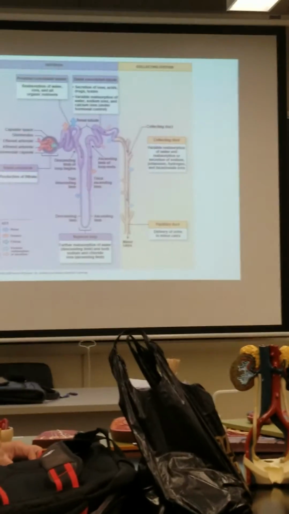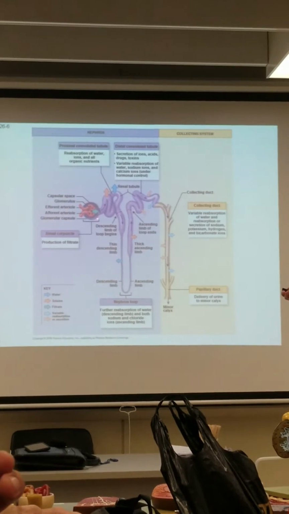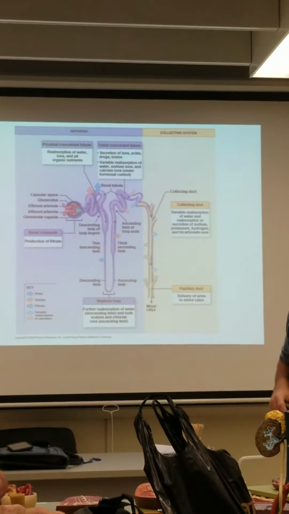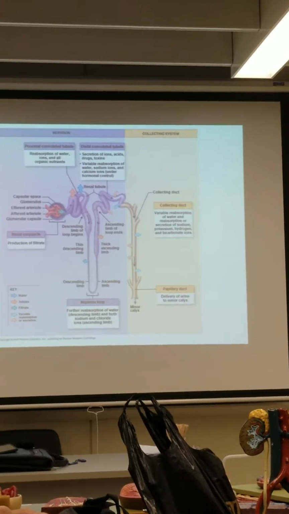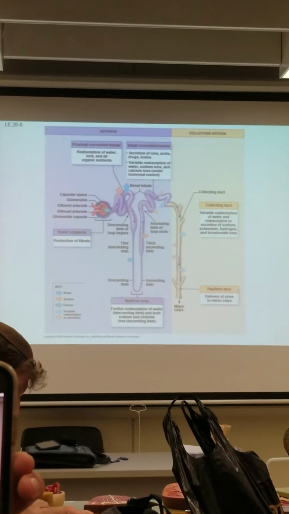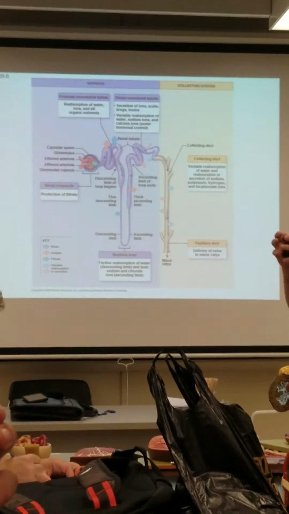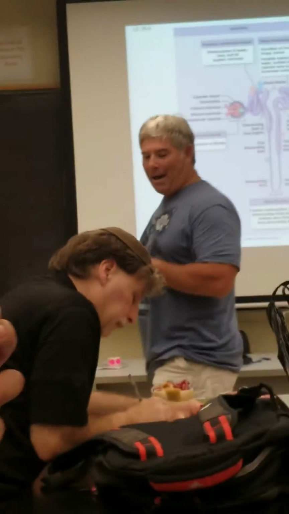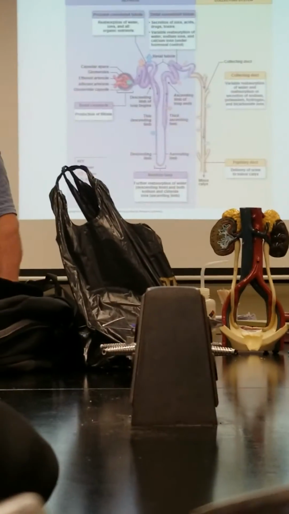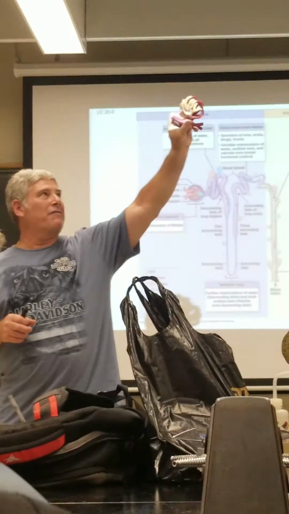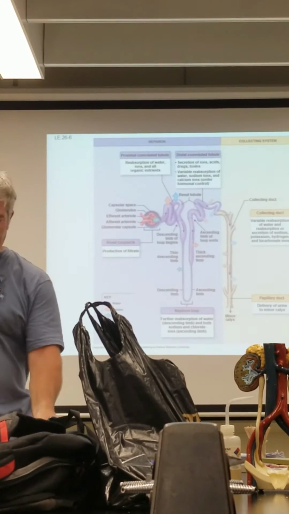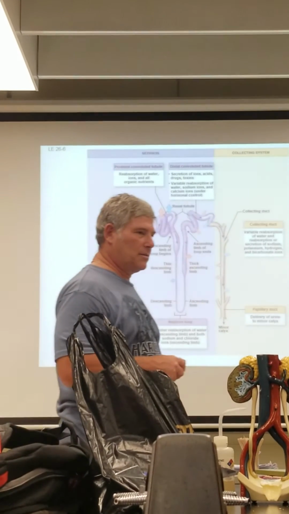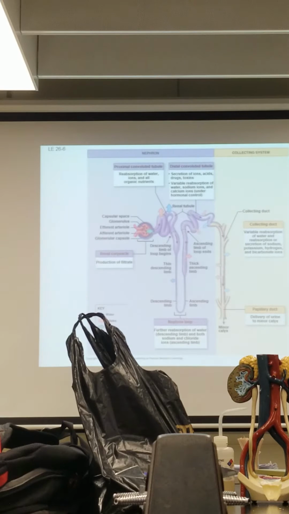So guys, all that is this round thing. Okay? Now, inside that capsule is a knot, a big knot of capillaries. Does this come out? Yes. Guys, here's that knot of capillaries. Okay? This knot of capillaries is called the glomerulus. The knot of capillaries is called the glomerulus.